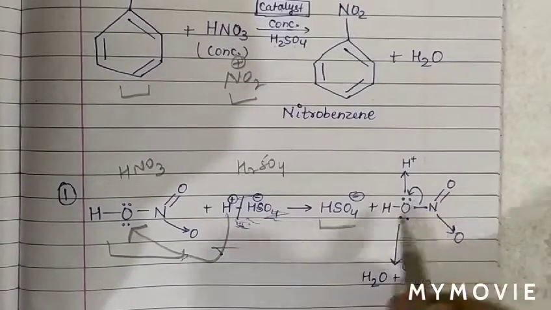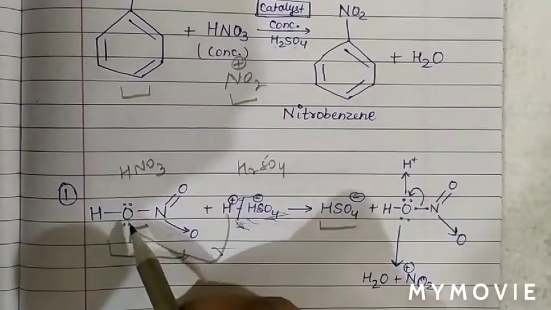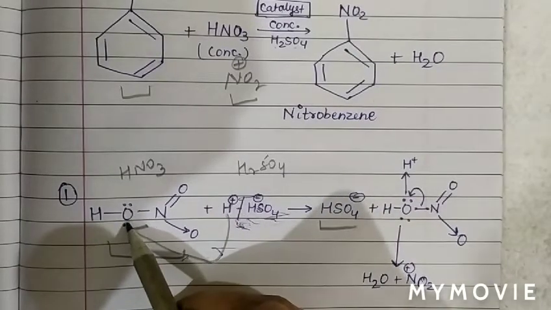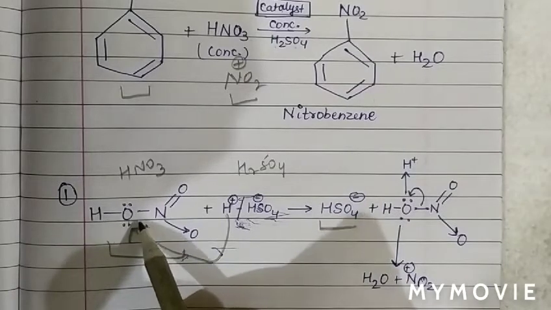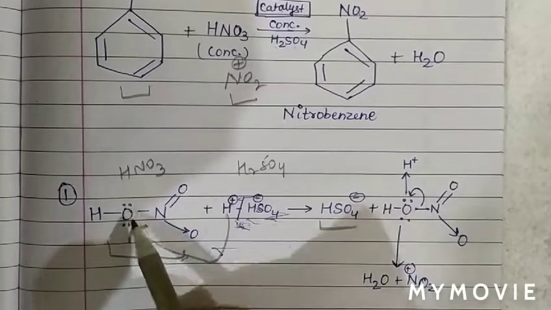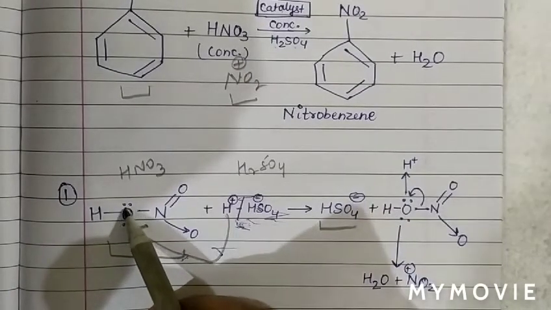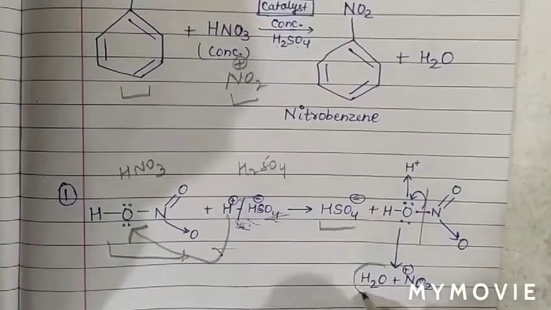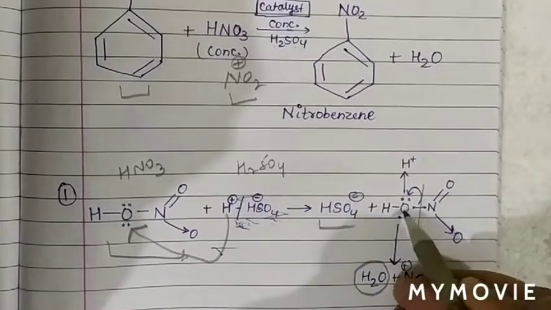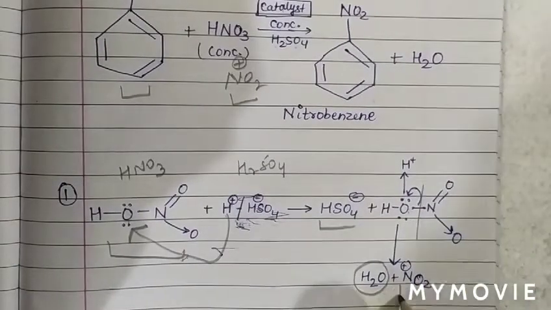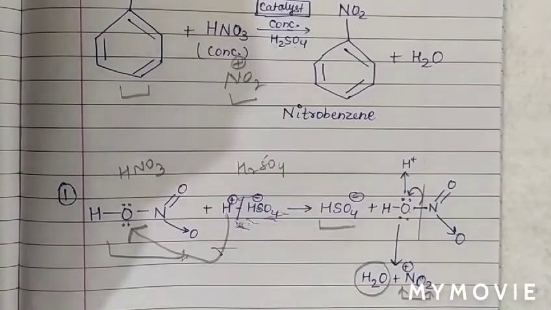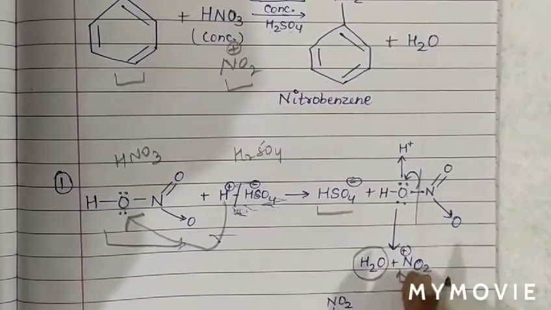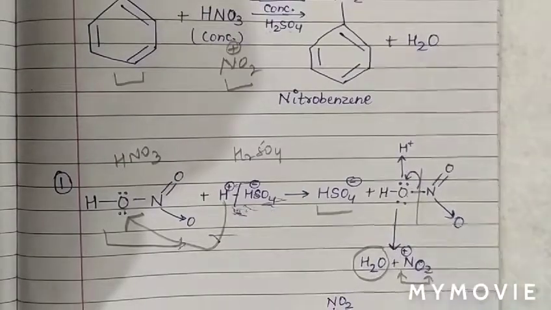Now when this electron pair donates electrons to this H plus, the oxygen atom will have positive charge, and we know the positive charge on oxygen is less stable, because a positive charge on a more electronegative atom is less stable. Now this bond breaks and water is removed to remove the electron deficiency of the oxygen atom, and the electrophile NO2 plus is generated. So the first step is the generation of the electrophile.